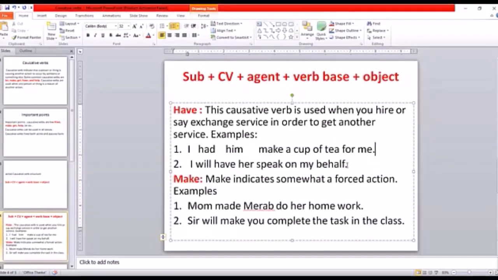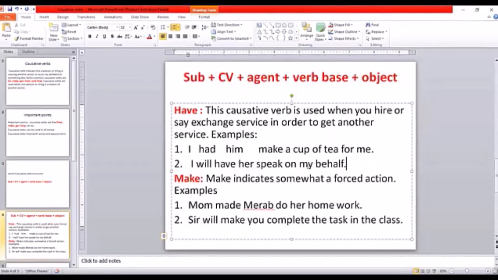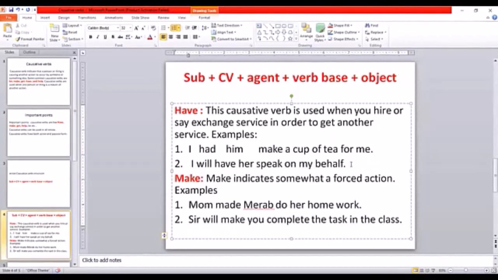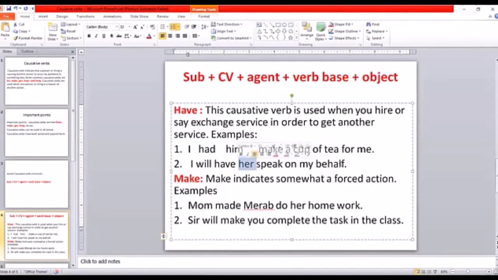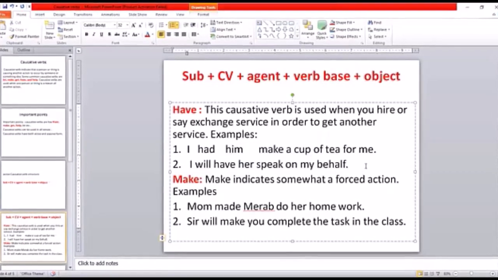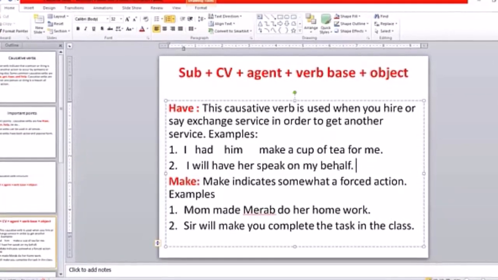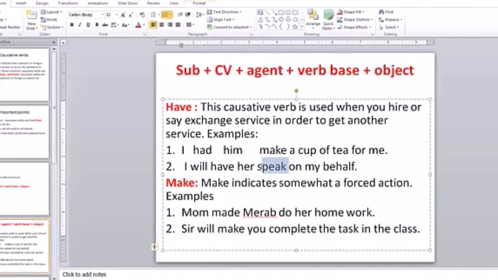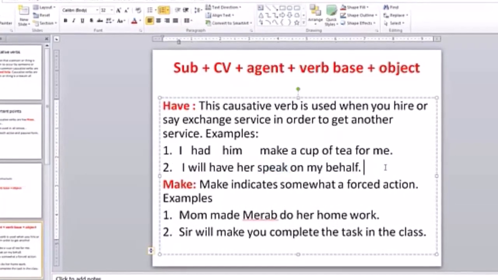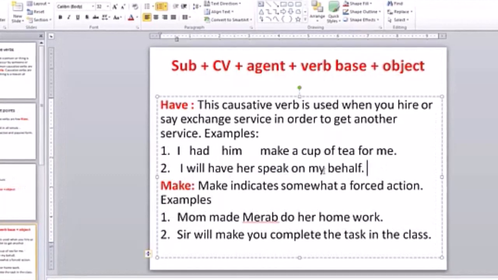Okay, let's study another example. I will have her speak on my behalf. Let's say I have a case in court and I cannot speak. So I hire someone, or let's say my friend or my secretary, to speak on my behalf. Now I'm paying her, or maybe I have exchanged another service with her to do this service for me, and the service is speaking. She will speak on my behalf. So, I will have her speak on my behalf.